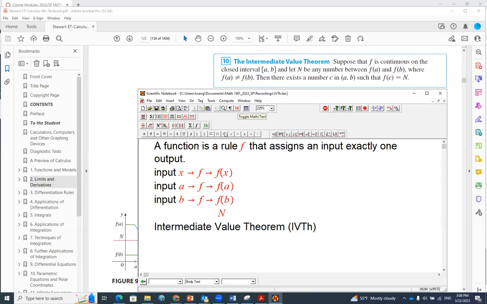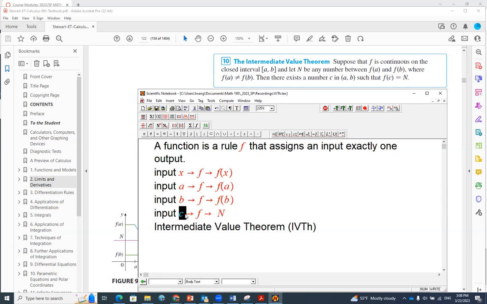There's a capital N there. So N is in the category of output. And what is C? C is in the category of input. Okay, so input C, after the function is applied to it, it produces an output, and that output is going to be capital N, and capital N is between f of a and f of b. So first we need to understand that.